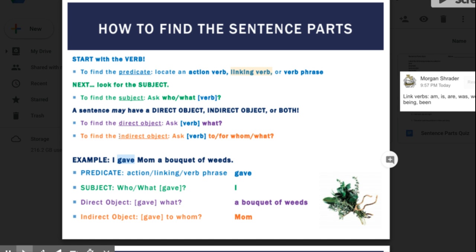Okay, you can also have an indirect object. This is also on your notes in number 3. There's no blank for it, but you're looking at it.